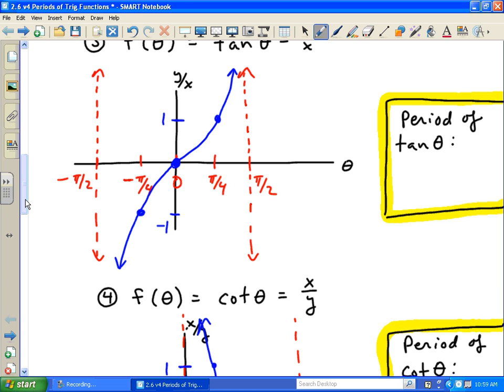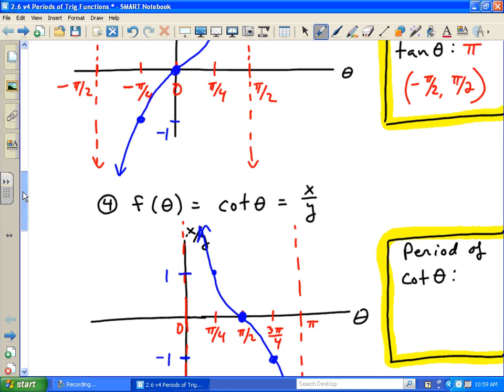For tangent, the period of tangent is actually pi. In other words, it's the length between the first quarter point and the last quarter point. The first quarter point is negative pi over 2. The last quarter point is pi over 2. If you subtract those two, pi over 2 minus negative pi over 2, you would actually get pi. So the period is pi, but you look at this in between negative pi over 2 and pi over 2. Notice here that I'm using open parentheses indicating that pi over 2 and negative pi over 2 are asymptotes.